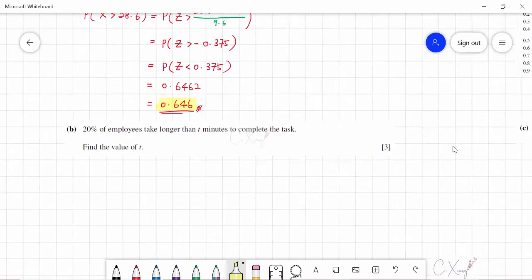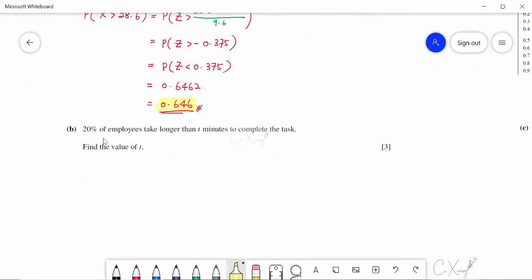Okay, so for part B, they are saying that 20% of employees take longer than T minutes to complete the task. So find the value of T. Okay, so the 20% here in this case is actually the probability. So that means when you change it into symbols, it will be the probability of x greater than T minutes equals 20%. So converting to decimal, it will be 0.2. All right, so this is the information given, and they want us to find out the value of T.